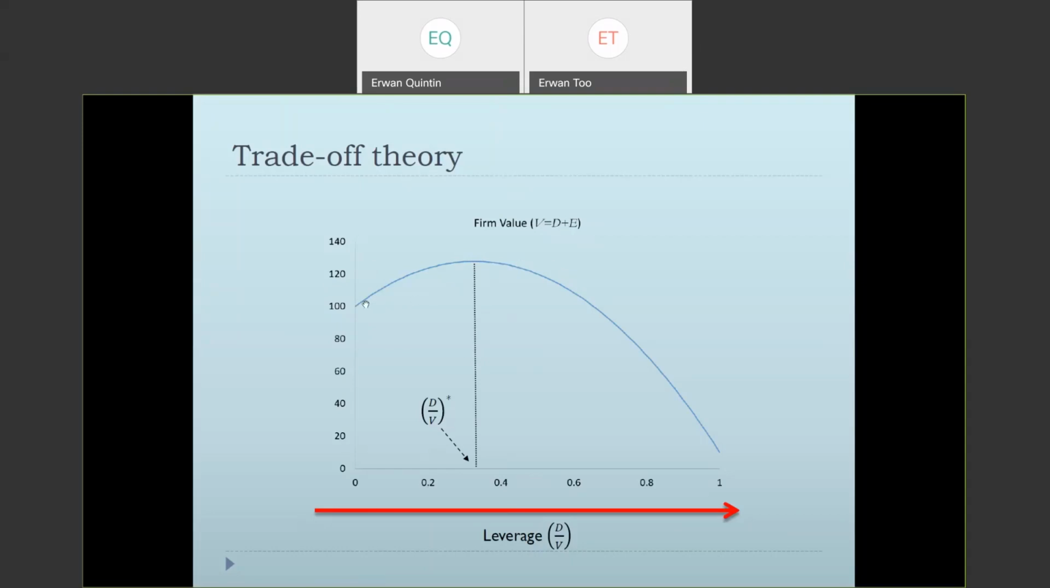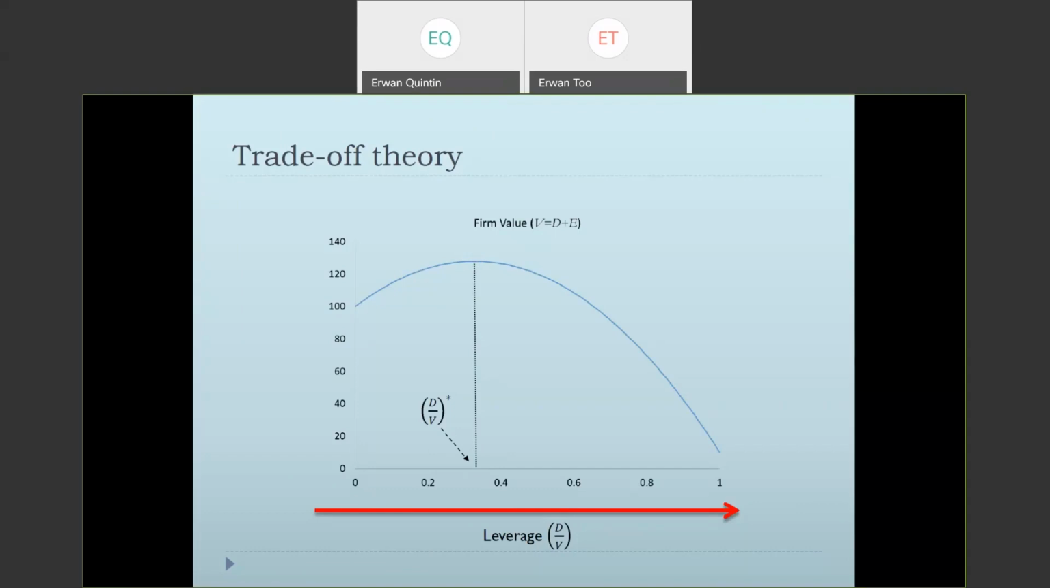So, but if it looks hill-shaped like this, obviously there is a top of the hill. The top of the hill here is the capital structure, the leverage ratio that makes the value of the corporation as high as it can possibly be. And this right here is what we call the optimal capital structure. The optimal capital structure is the leverage ratio that makes the value of the corporation as high as possible.